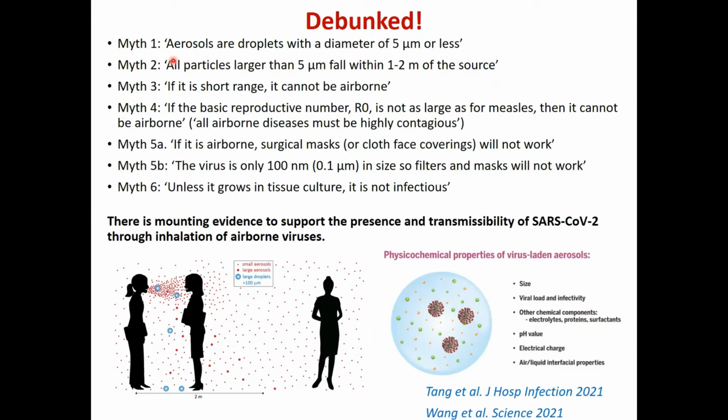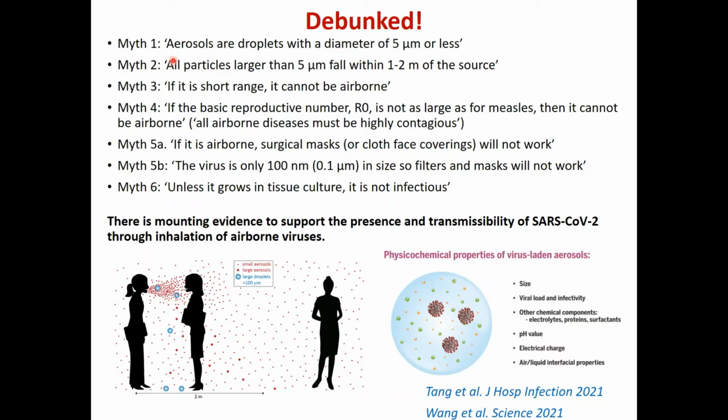The first of them is that aerosols are droplets with a diameter of 5 micrometers or less, which means particles that can remain in air for a longer time and spread through air must be below 5 micrometers. And this is wrong. There are smaller, but there are also larger ones that can stay in the air. And nobody really knows where this 5 micrometer number is coming from. It's a mythical number that doesn't really have scientific evidence.